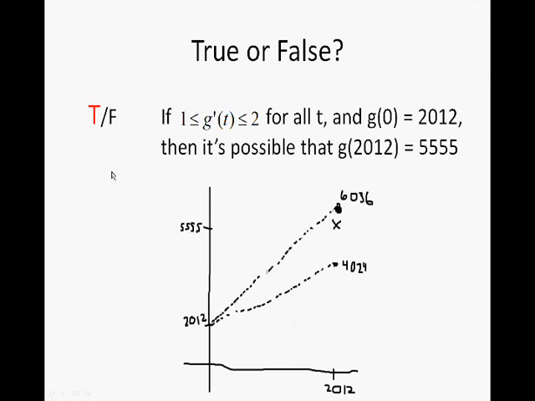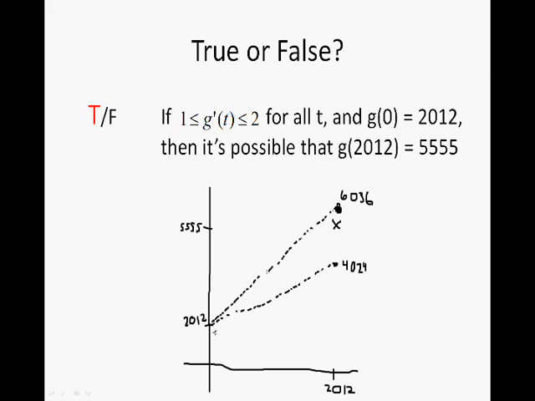Number 2. So if we know that g of 0 is 2012, and our derivative is always between 1 and 2, let's just try and figure this out. If our derivative is a constant, then we know we have a linear function going on here. So if we start at the point 2012 and we wind up with a slope of 1, by the time t was 2012, our g value would be 4024. So that means that is the absolute smallest that g of 2012 could be.